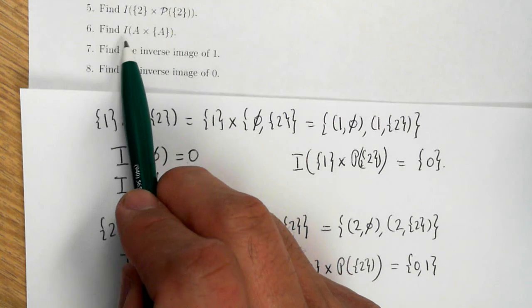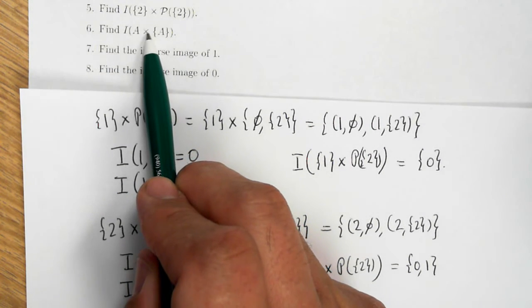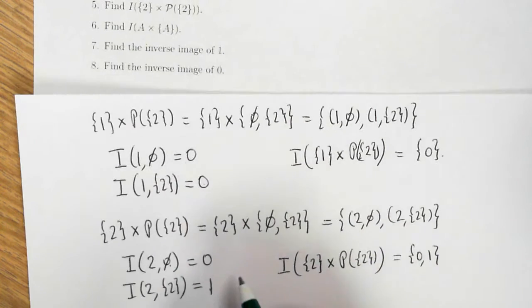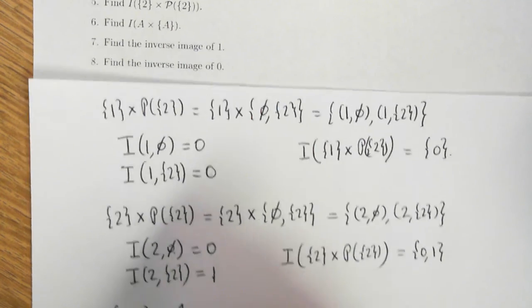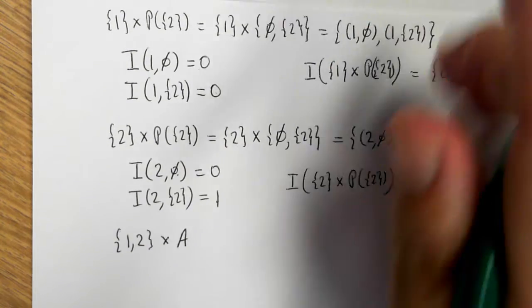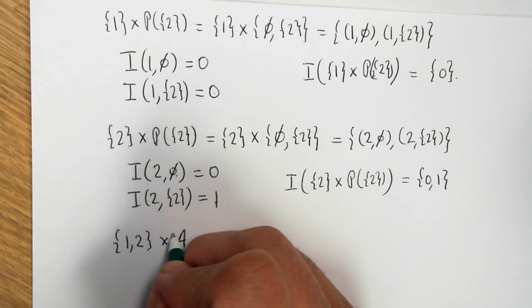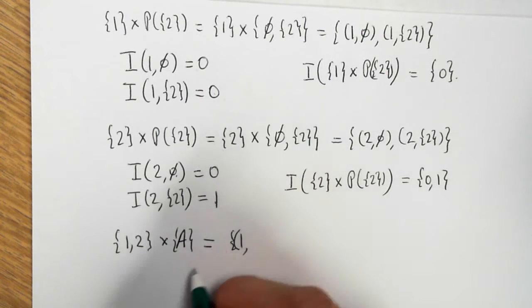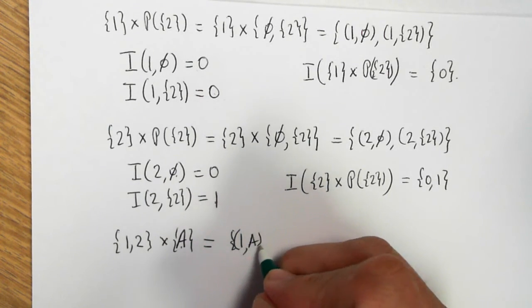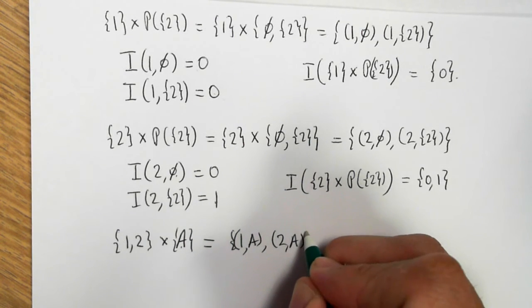Okay, number 6, find the image of the Cartesian product of the set containing A. So this one looks a little funny. We have {1, 2} cross {A}. So the image would be with the set containing A. So I need an element of this and an element of this. The other way this can happen is an element of this and an element of this.